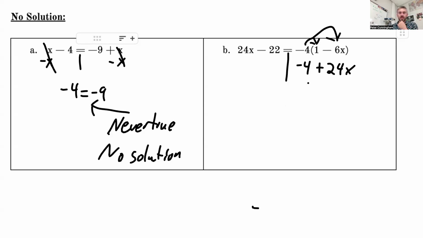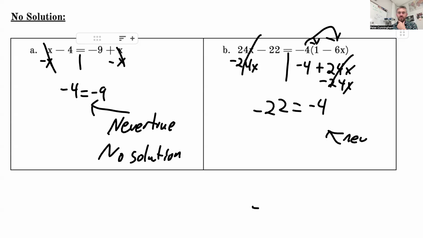Okay, so again, we get rid of the variables on one side. Let's do it to this side this time. -24x, -24x. So now there's no variables. Again, I'm just left with numbers. -22, is it ever equal to -4? No, never true. So if -22 is not equal to -4, it's never true. So there is no solution.